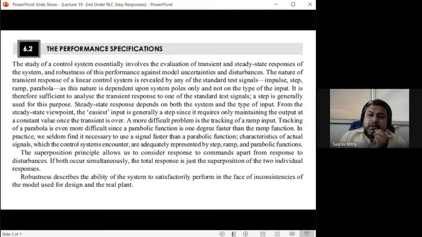So just see what the performance specifications are. The study of control system, I'm just reading the slide, essentially involves the evaluation of transient and steady state response. ये दो definition prepare करना, लिख के रखो.